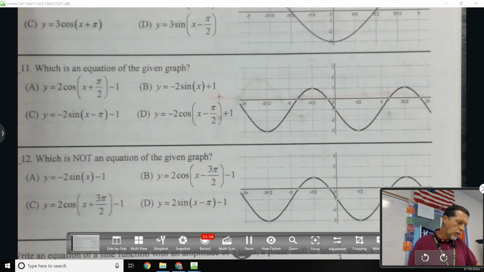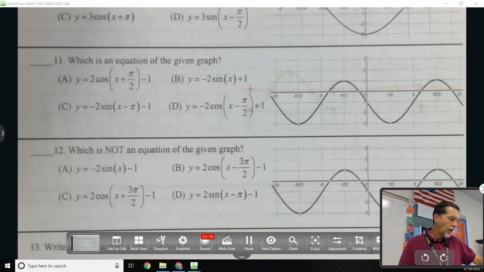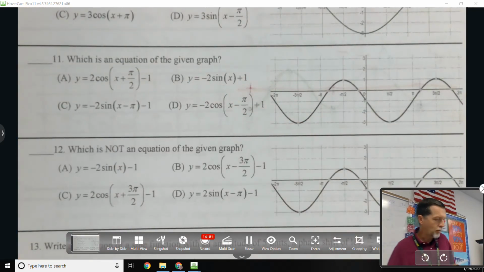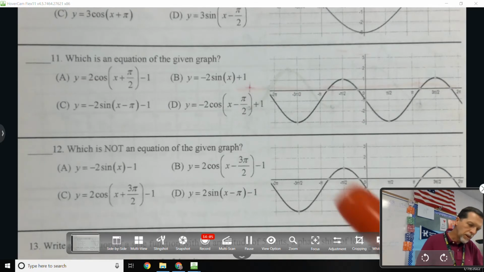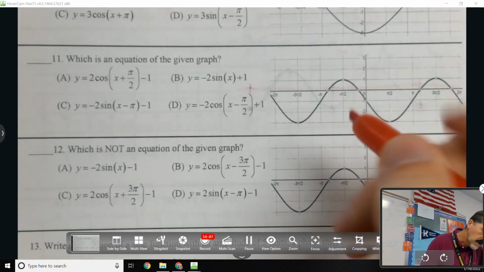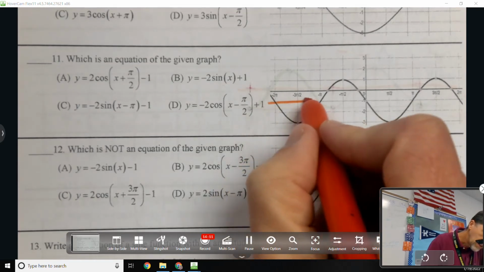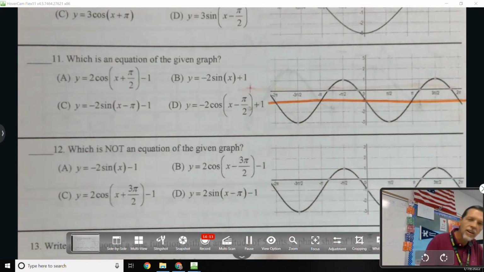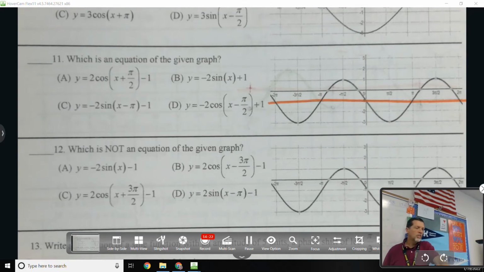Which is an equation of the given graph? These are annoying because you have to graph 4 graphs to see which one works. Although, you know what? We could start at the graph and maybe work backwards a little bit here. The midline is right there at -1. So I think I can rule out 2 of the choices.